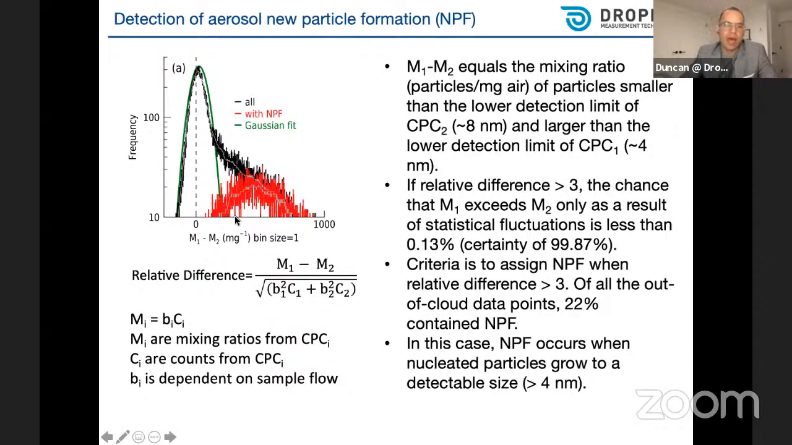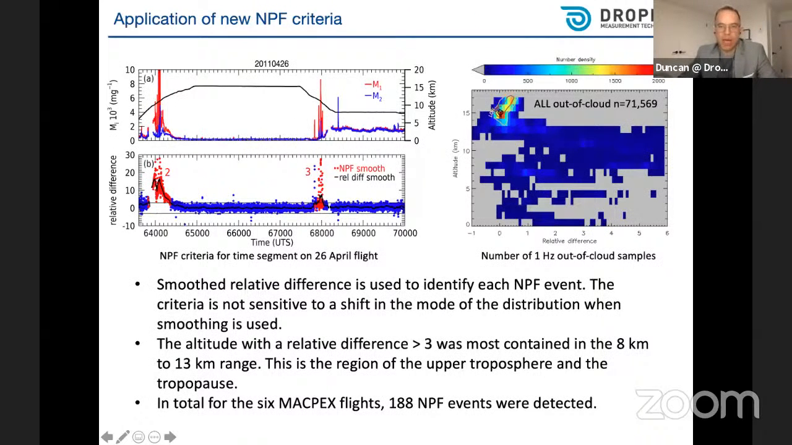So if you look at the frequency distribution of the difference of the mixing ratio of these two counters, the counter that counts greater than 8 nanometers and the counter that counts greater than 4 nanometers, you find a tail in this frequency. And this tail is the contribution of the particles that were newly formed. So I developed a method to identify these particles with a high certainty of their occurrence. And this is displayed in this figure.